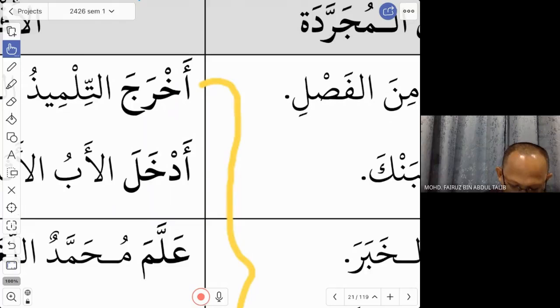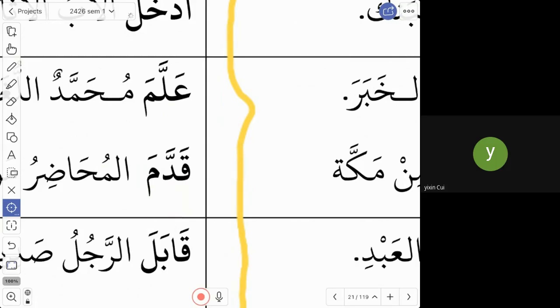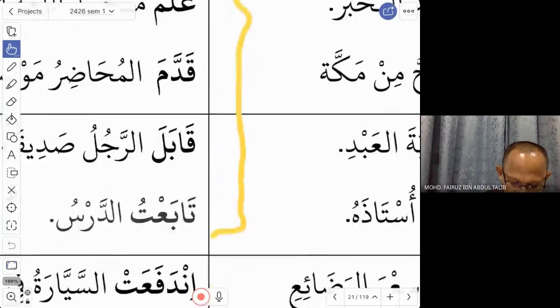Allama, this is also sulasi. Why? Because the root word is three-letter, ain, lam, mim. But you have mazid, you have one additional letter. So we call it sulasi mazid as well. Qaddama, the same thing. Three letters for the root word, qaf, dal, mim. I have one additional letter. So this is also sulasi mazid with one letter. Qabala, this is also a three-letter fi'il, qaf, ba, lam. But you have one additional letter. So the same thing. We call it sulasi mazid with one letter.